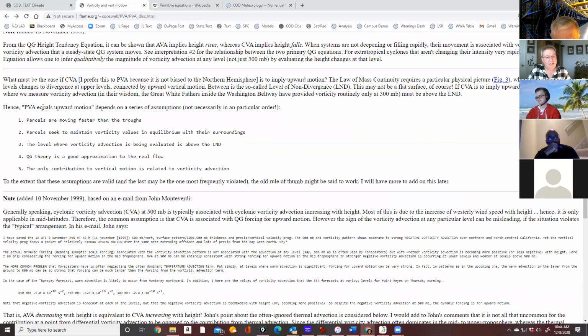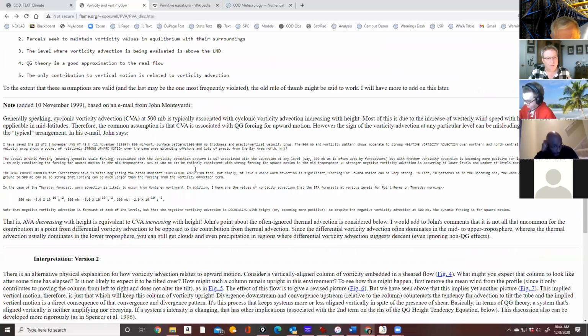So here, PVA equals upward vertical motion, but that depends on this. Parcels are moving faster than the troughs. Is that always the case? No. Parcels seek to maintain vorticity values in equilibrium with their surroundings. Kind of. The level where vorticity advection is being evaluated is above the LND, the level of non-divergence, which is 500 millibars. The only kind of driver of vertical motion is not vorticity advection, and that's not true. Thermal advection is the most important thing.